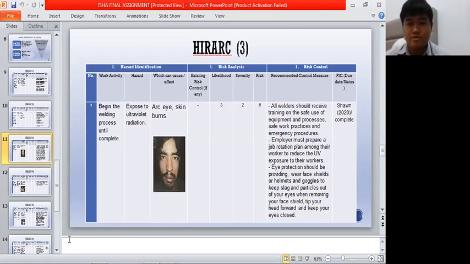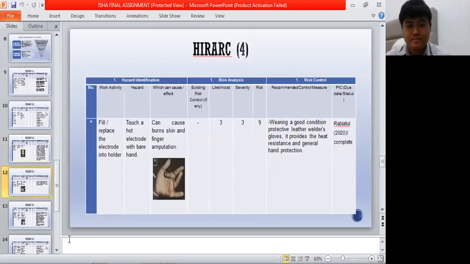All builders should receive training on safe use of equipment and processes, safe work practices, and emergency procedures. The employer must prepare a job rotation plan among their workers to reduce UV radiation exposure. Eye protection should be provided by wearing a shield mask or helmet and goggles, to keep sparks and particles out of the eyes when removing your face shield. Next.